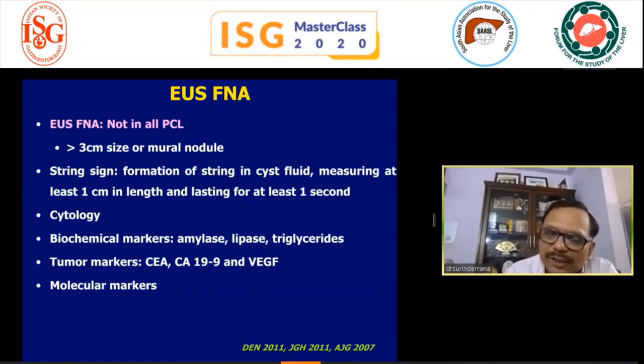A cystic lesion of 1 centimeter, asymptomatic, you just don't need to do an EUS FNA. It is usually done in cystic lesions which are more than 3 centimeter in size, or they have a mural nodule, where you sample both the fluid as well as the mural nodule. So what do you do when you aspirate?